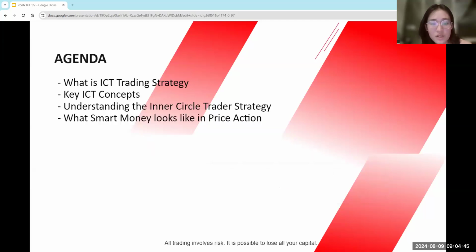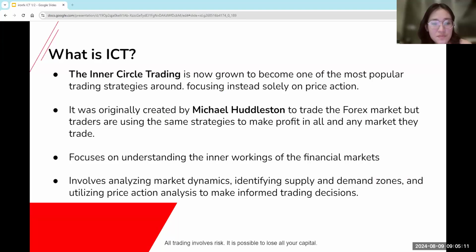So here's our agenda for today. We are going to look at a brief intro to what exactly ICT is, and then we'll look at the key concepts that ICT uses, and then we'll look at understanding what exactly the trading strategy is, and lastly, we'll look at what smart money looks like in price action. Okay, let's go ahead and get started.